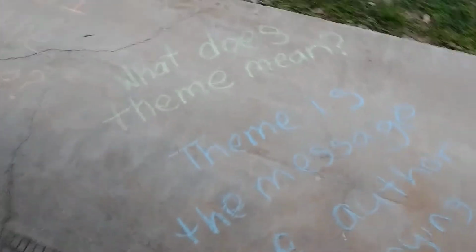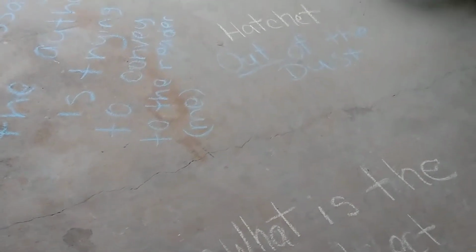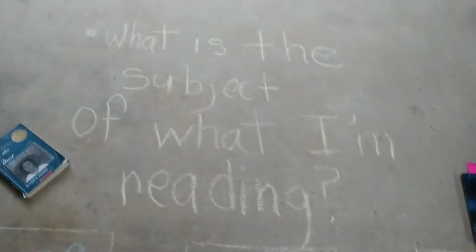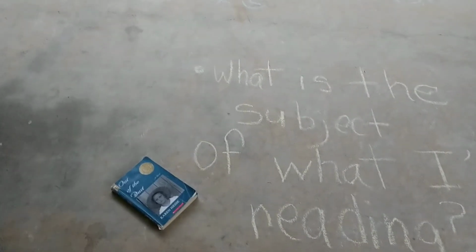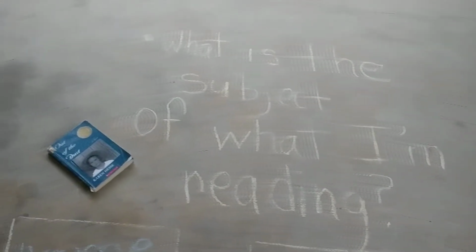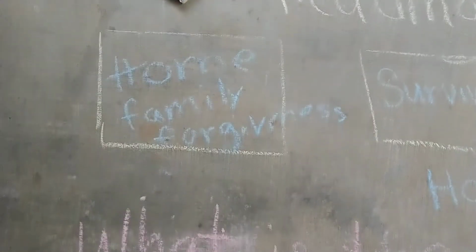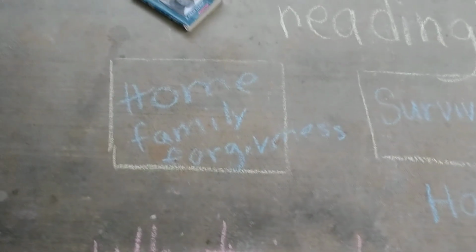All right, so two ways that I teach my kids to come up with a strong theme statement. The first one is, what is the subject of what I'm reading? So in Out of the Dust, what is the subject? I'm looking for one word, or two or three words, but not a lot of words when it comes to the subject. So in Out of the Dust, what's the subject? And this year we discovered that home is the subject, family, forgiveness.